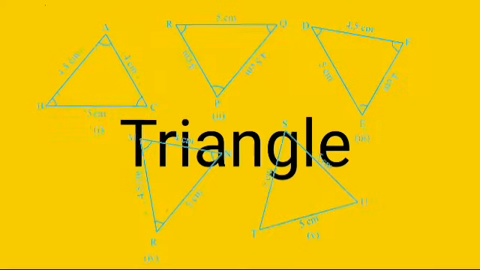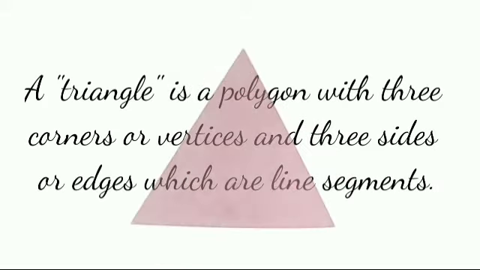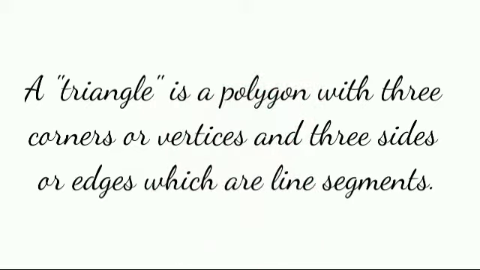Today we will start class 9, chapter number 7, triangle. In earlier standard, we already learned about triangle. So what is a triangle? A triangle is a polygon with three corners or vertices and three sides or edges which are line segments. Let us see different types of triangle.